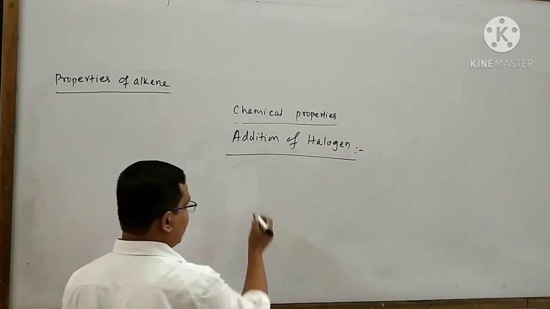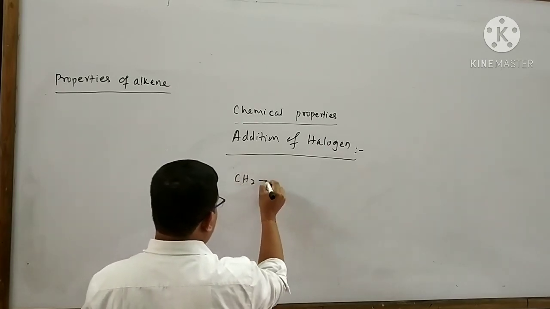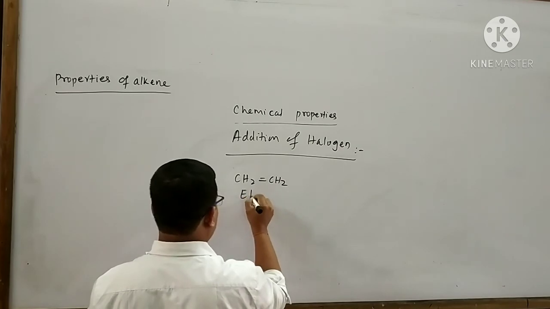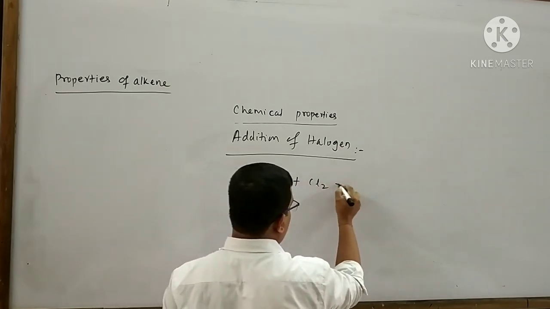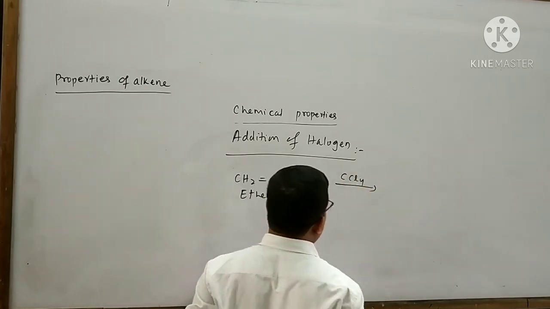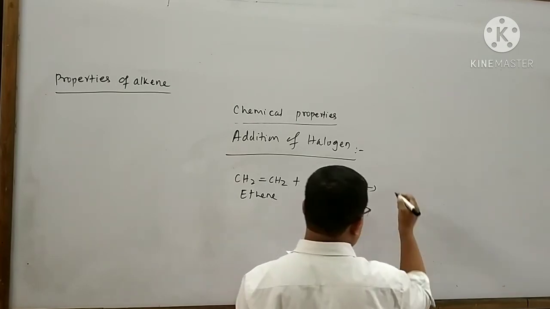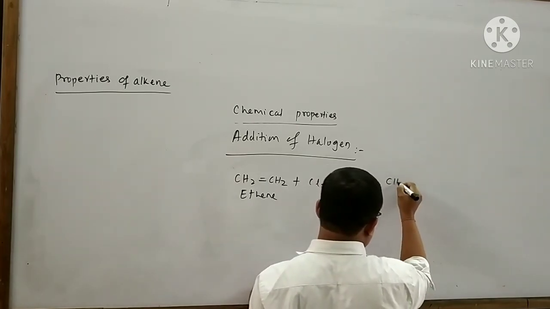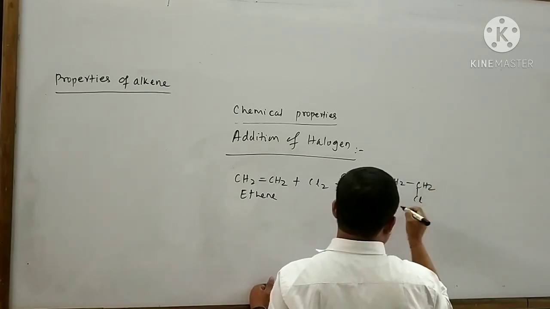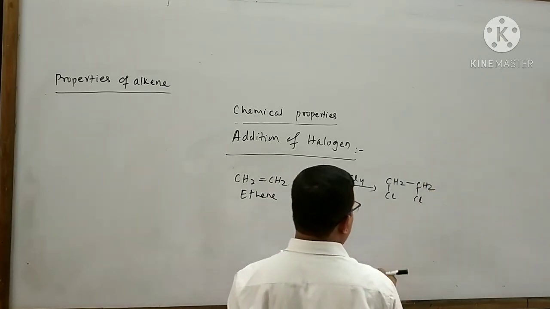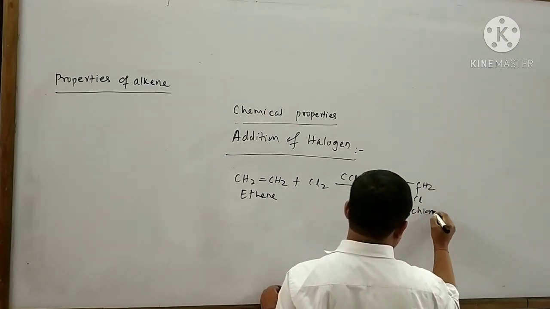Suppose we take an example for this reaction. This is ethene. Now it is subjected to reaction with chlorine in the presence of CCl4. Then what will happen? Dichloroalkane is formed. I can write the product like this. This is dichloroalkane. The name of this product is 1,2-dichloroethane.